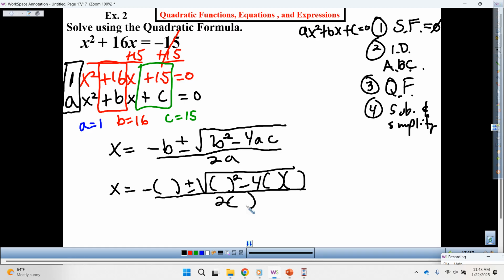So let's substitute values. Where's a at? Well, a is next to the 4 and next to the 2. So a was 1, so it goes 1 here and 1 there. Next, where's b? b is at the beginning and inside of the radical. So b is 16, so it goes here and here. And last but not least, where's c? c is at the end inside of the radical, which is 15. There it is. And then we just simplify. Here we go.